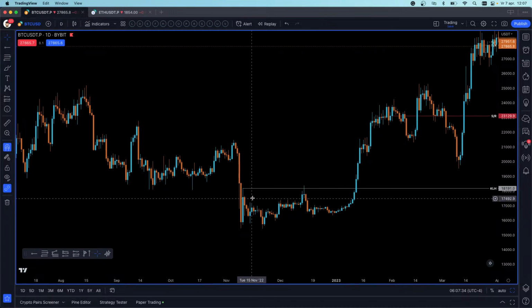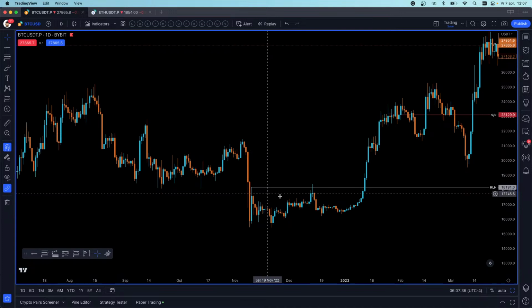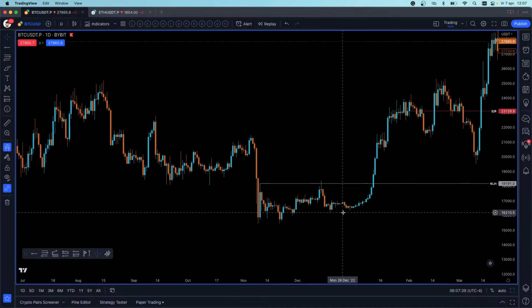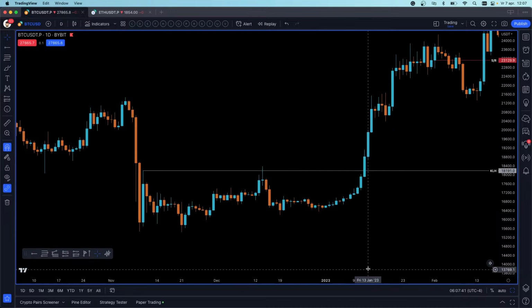So even here, let's just say we start over here. This is our key lower high. We break it. What happens next? Let me zoom in here.